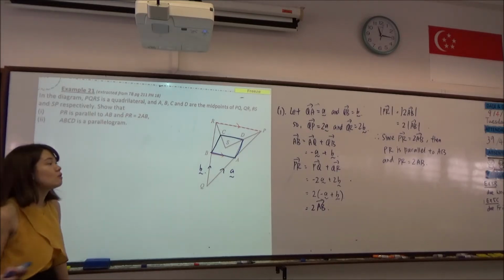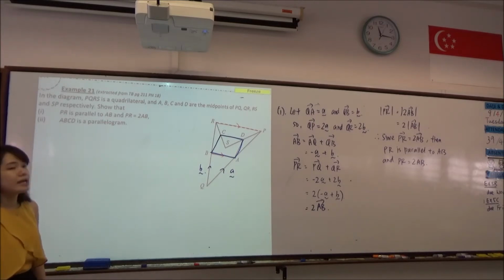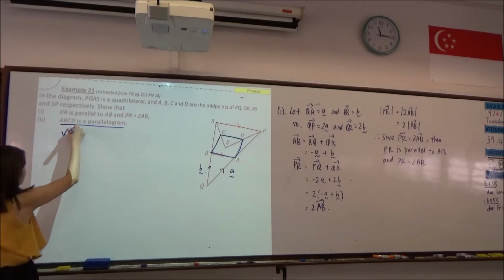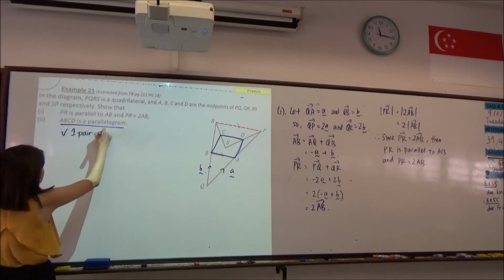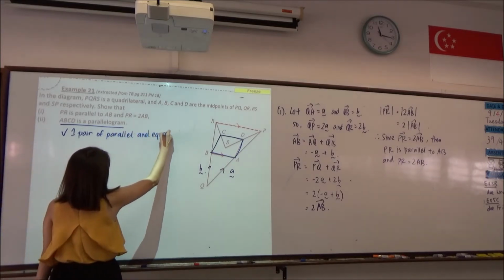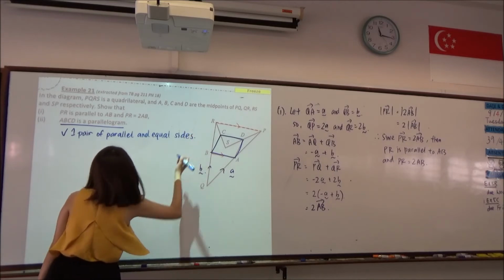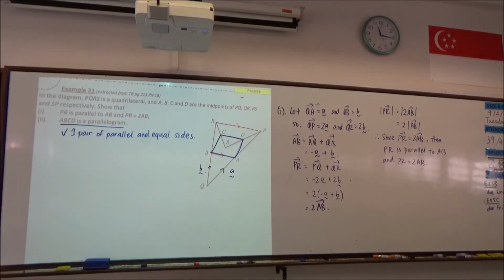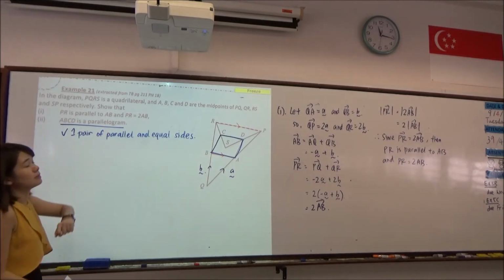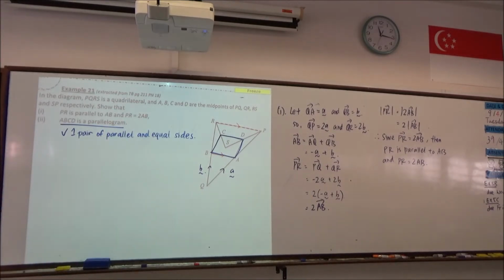There are many ways. One of the ways is to prove that there is one pair of parallel lines as well as that they are equal in length. So in order to prove a parallelogram, one pair of parallel and equal sides. You must be able to draw the conclusion that they are parallel as well as equal in length. You can then justify that the quadrilateral will surely be a parallelogram.